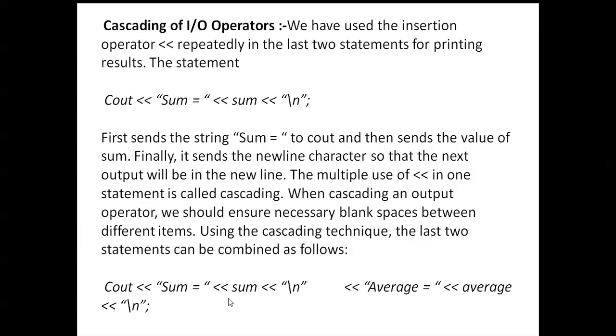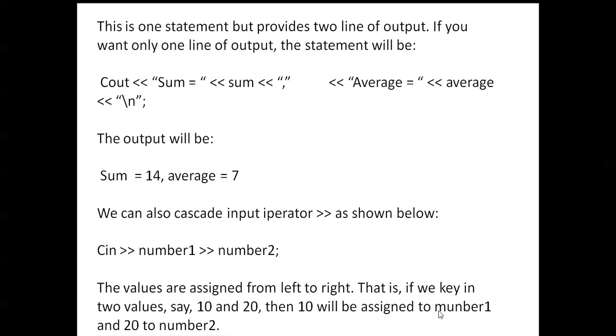Cout sum is equal to sum. Next, here also this is a string, and these two are variables, sum and average. This is one statement, but it provides two lines of output. If you want only one line of output, the statement will be like this. Sum is equal to, this is a string, then sum is printed. Then you can give a comma, then average, then the average variable. That is all. The output will be sum is equal to 14 and average is equal to 7.